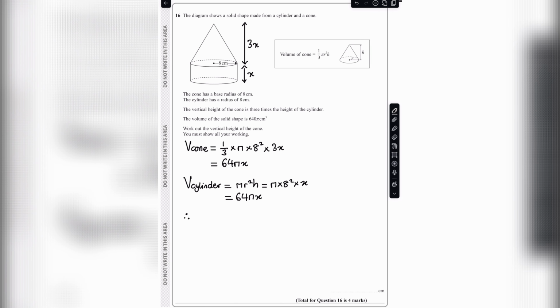And given as the volume of the solid shape is 640 pi centimeter cubed, we can add the volume of the cone and the volume of the cylinder and set that equal to 640 pi centimeter cubed. And once we simplify the left hand side, we can write that as 128 pi x and set that equal to 640 pi. So x can be obtained by dividing 640 pi by 128 pi, giving us a value of 5 centimeters.